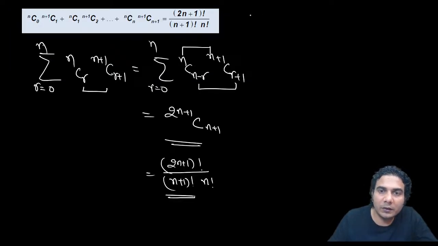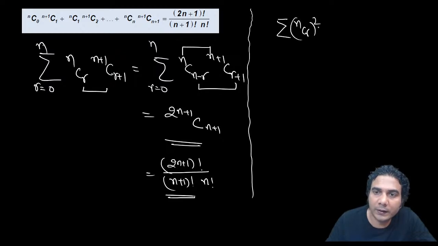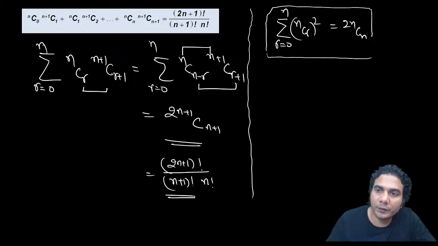Okay, now let me tell you one important series which you need to remember: sigma (NCR) whole square, R from 0 to n. This value is 2NCN. I'll prove it easily, and you can prove it easily. See how to prove it?